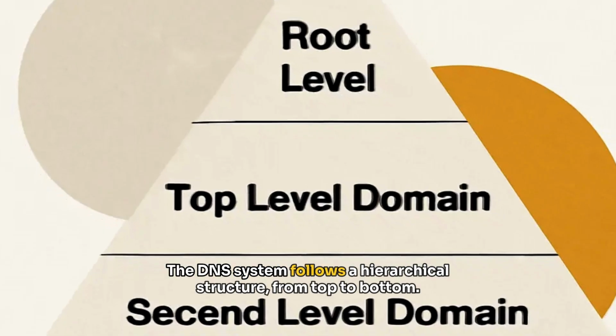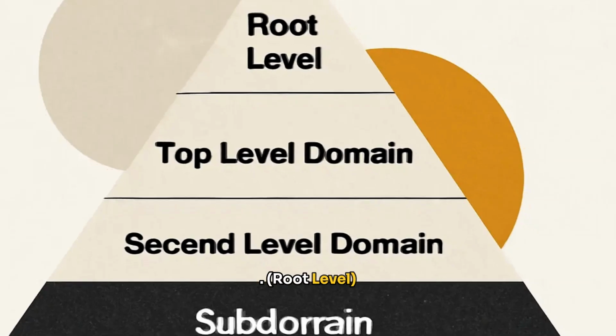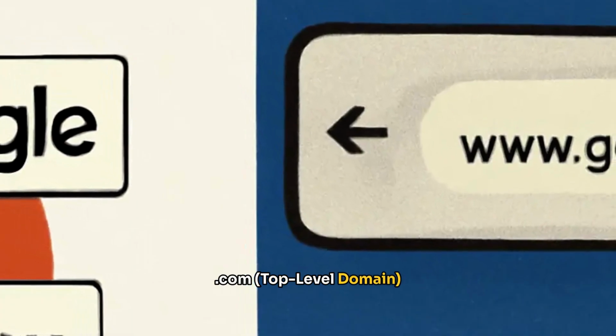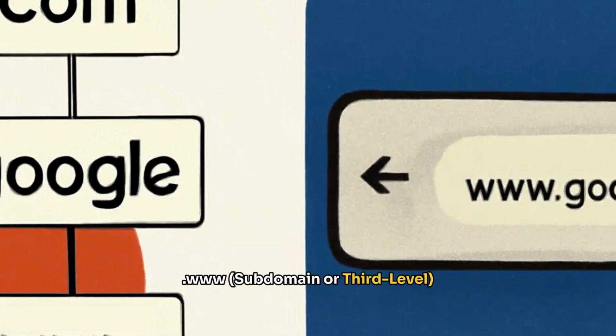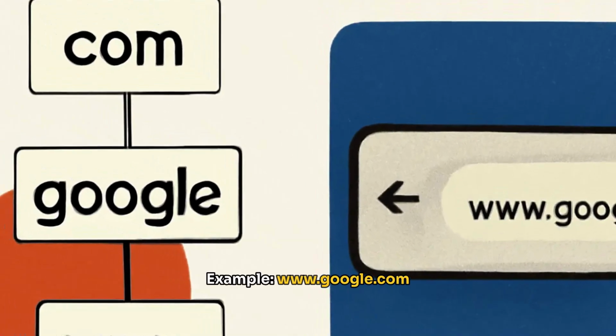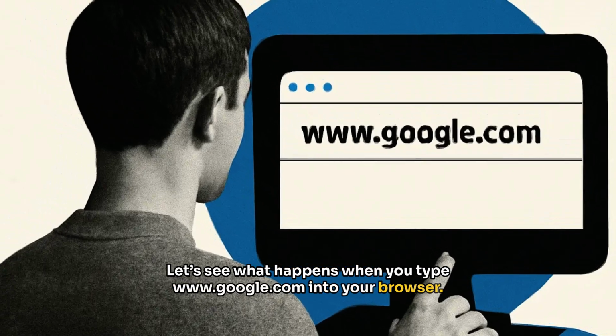The DNS system follows a hierarchical structure from top to bottom. Root level, top-level domain .com, second-level domain google, subdomain or third level www. Let's see what happens when you type www.google.com into your browser.